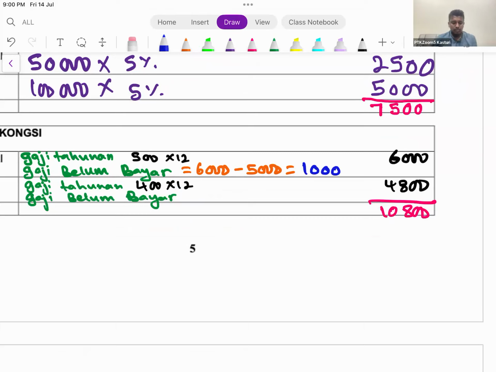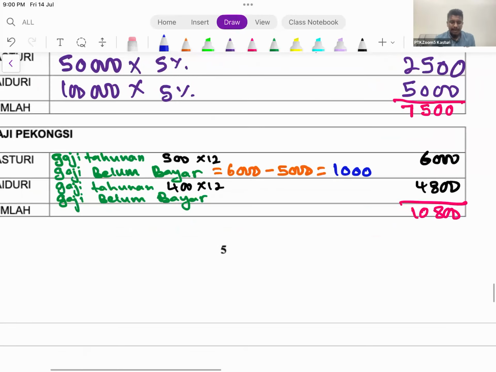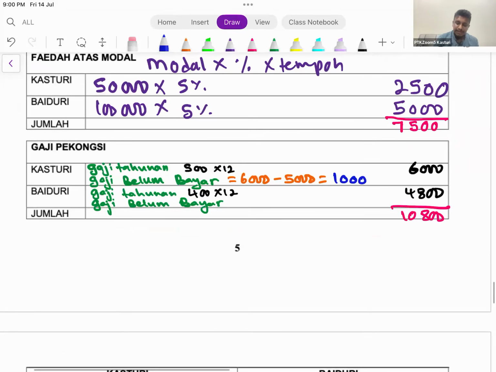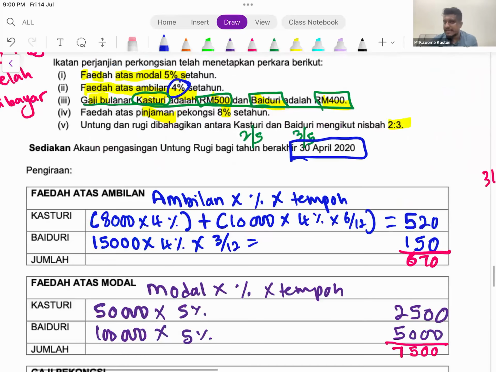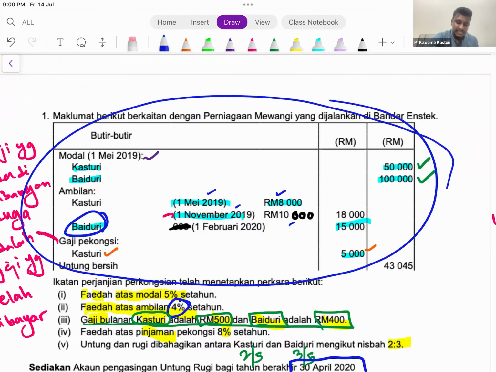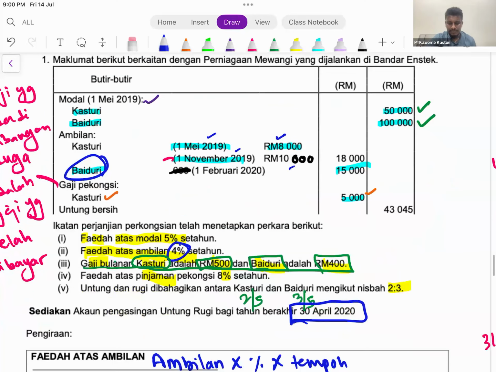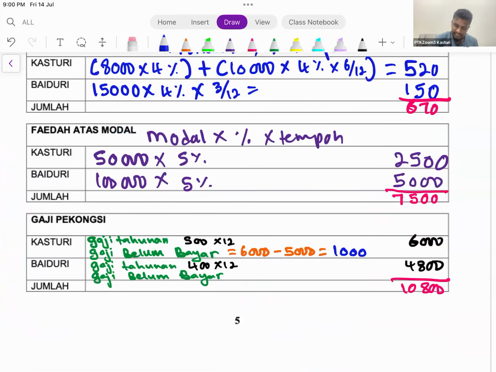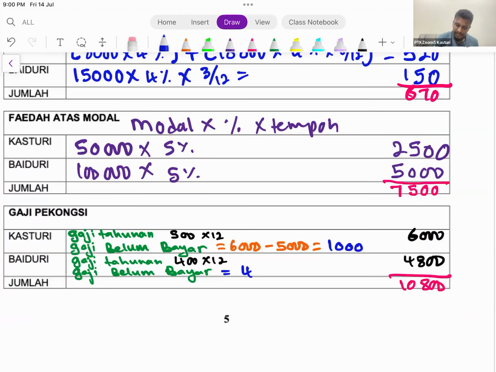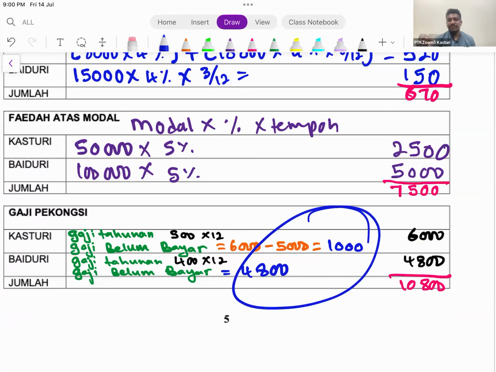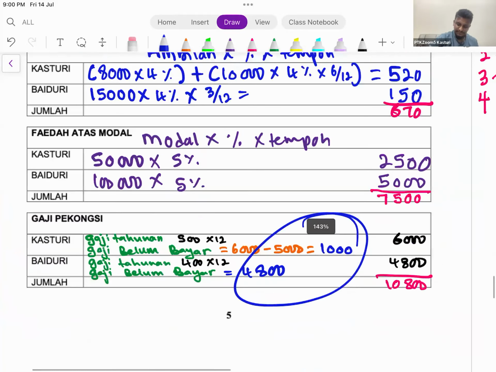Tapi untuk Baiduri, I didn't see any gaji for Baiduri in the imbangan duga. It means gaji untuk Baiduri adalah 1 sen pun belum bayar. So semuanya belum bayar. Gaji belum bayar untuk Baiduri adalah 4,800. Just write here, later we will use this. No need to total up. Just leave it here like this. Understand?